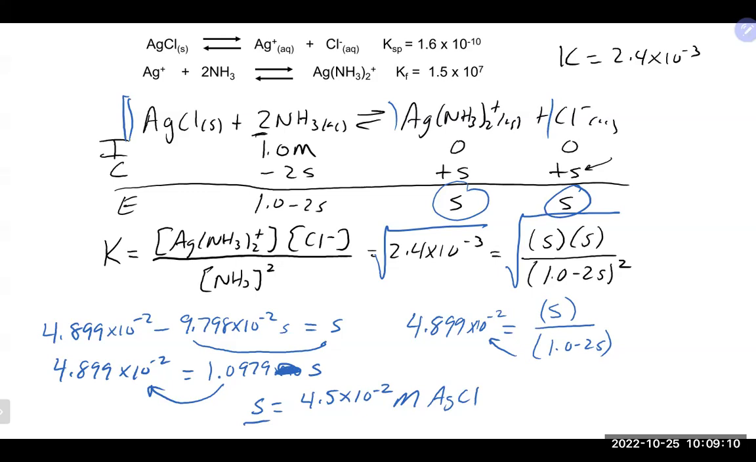For a reference point in terms of grams, if we did the molar mass of silver chloride, silver is 107.9, I think, right? Chlorine is 35.45. So that is 143.35 grams per mole, and this would basically be moles per liter. We multiply that by 4.5 times 10 to the minus 2, which is something like 6.45 grams per liter. First off, any questions on that calculation?